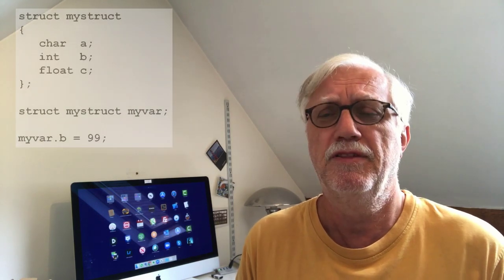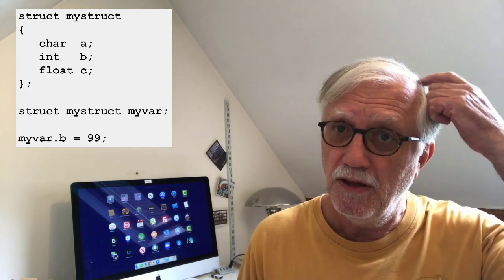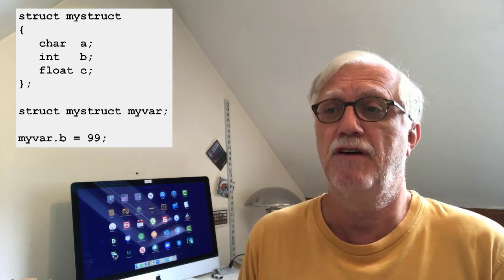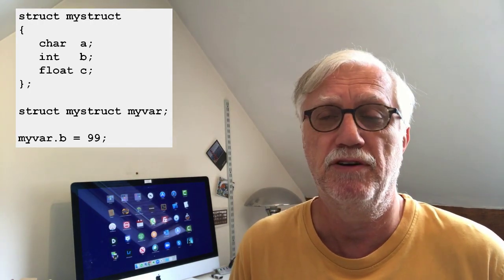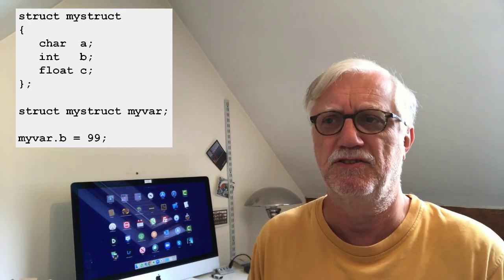Let's start off by thinking about structures. Think about structures in C. Well, here's an example. In my example here, I have a simple structure called myStruct. It has three member variables, three elements inside it, A, B, and C, each of which is a different type. I can declare an instance of this structure by saying struct myStruct, and here I've called it myVar. And I can access the elements inside using the dot operator. And I've assigned the value 99 to the int element B. That's all straightforward. Every C programmer knows about structs.